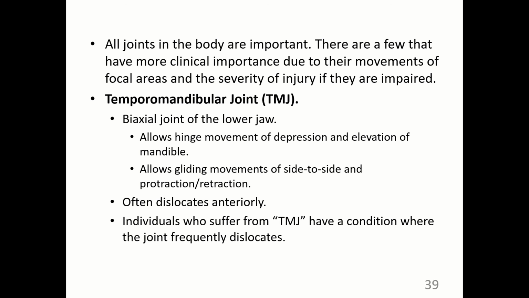The first one is the Temporomandibular Joint, or TMJ. This is the biaxial joint of the lower jaw. It allows the hinge movement of depression and elevation, and also allows the gliding movements of side to side, and then your protraction and retraction. It often dislocates anteriorly. With mammals being able to move our jaw so freely to chew, it can cause the jaw to dislocate.